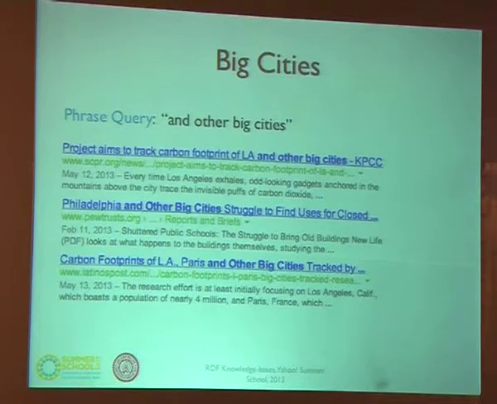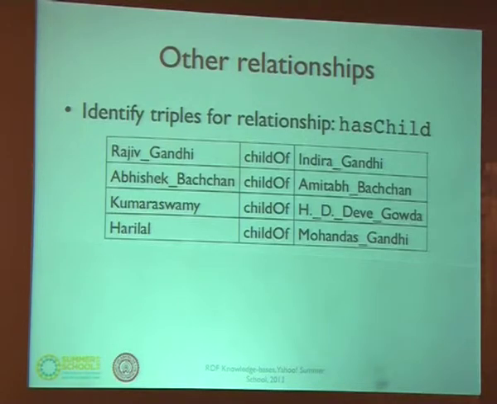Okay, so this is pretty good for the type relationship, right? But the type relationship is not the only kind of thing that we want. We want a lot of other kinds of relationships. There are many, many relationships, right? So let's look at an example of another relationship, and I'll build on this example subsequently. Suppose we wanted to identify triples for the relationship has-child. Okay? So we want triples of this form. So Rajiv Gandhi, child of Indira Gandhi, Abhishek Bachchan, child of Amitabh Bachchan, and so on. So we have this corpus, which might be the web or any other corpus, and we want to extract all triples of this form. Okay?